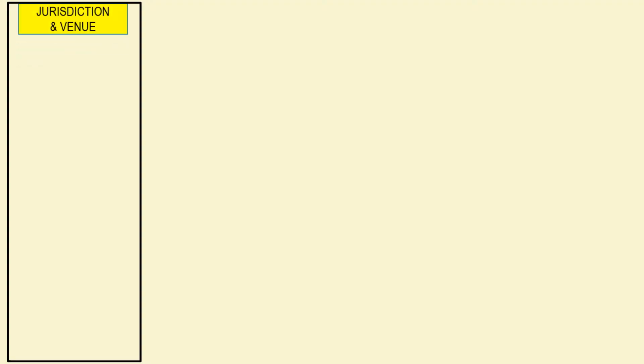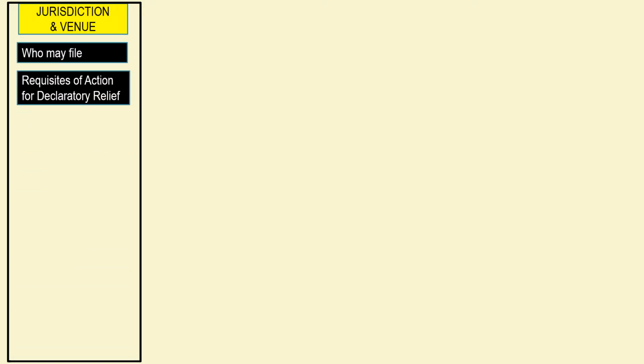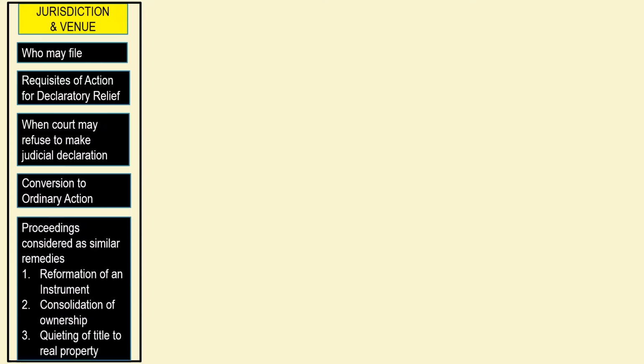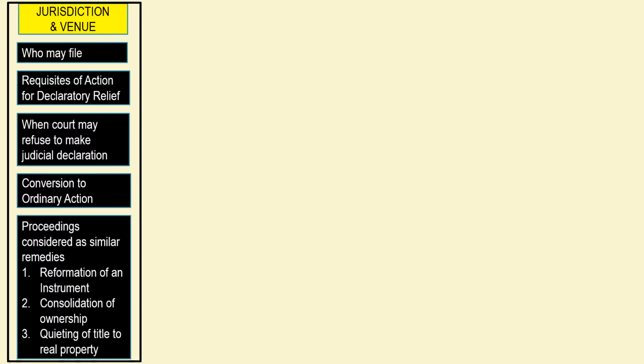We're going to discuss declaratory relief and similar remedies, and this is your Rule 63. Following the syllabus of the Supreme Court, we will be studying first the jurisdiction and the venue. Next is who may file, what are the requisites of an action for declaratory relief, when court may refuse to make judicial declaration, when can you convert a petition for declaratory relief into an ordinary action, and last is the proceedings considered as similar remedies. Ano ba yan? That is your reformation of an instrument, consolidation of ownership, and last is the quieting of title to real property. So let's start with the jurisdiction.